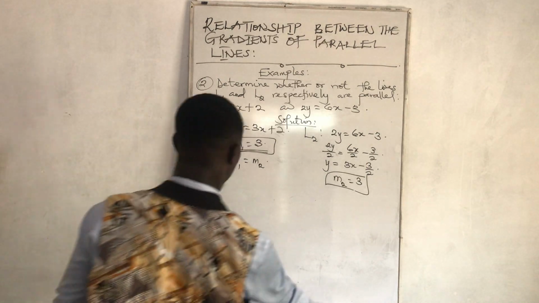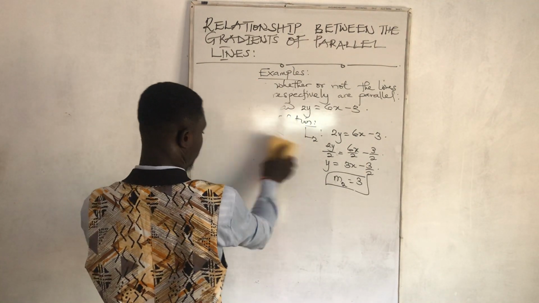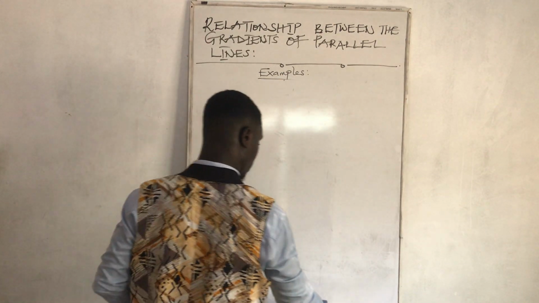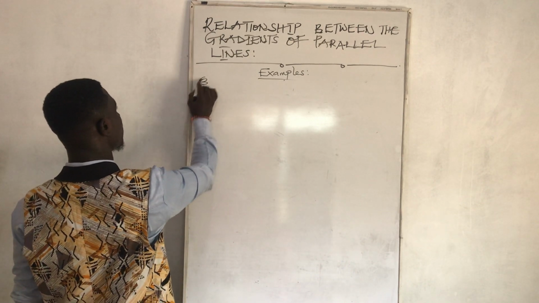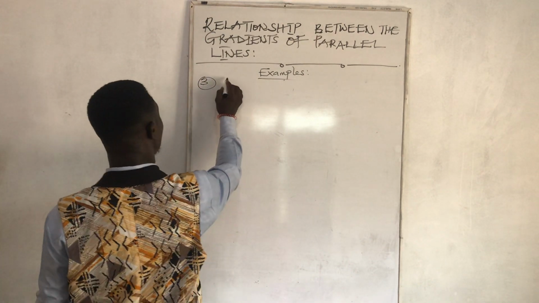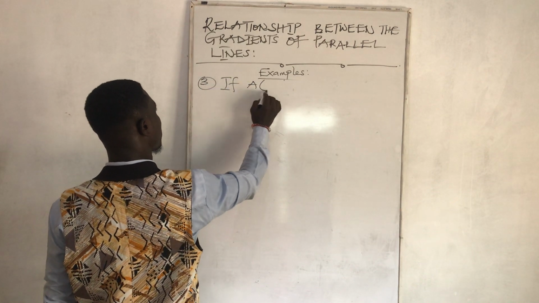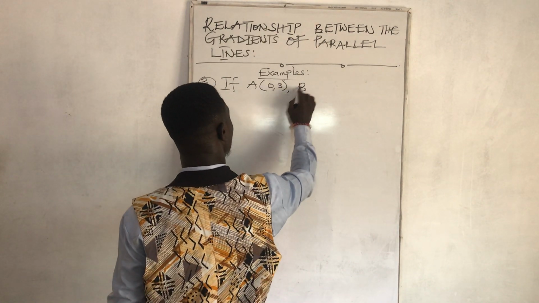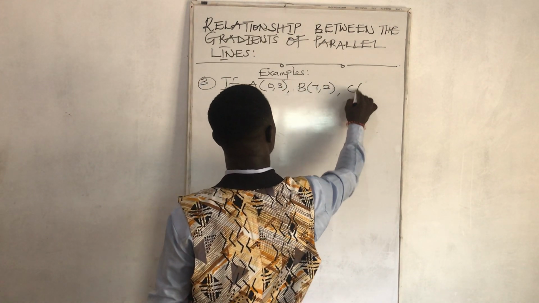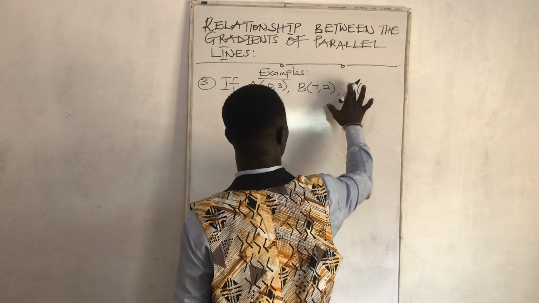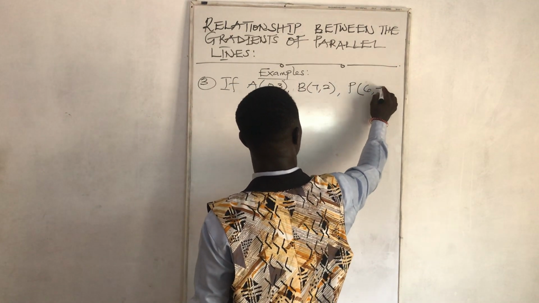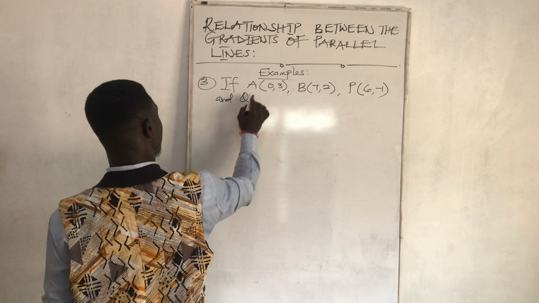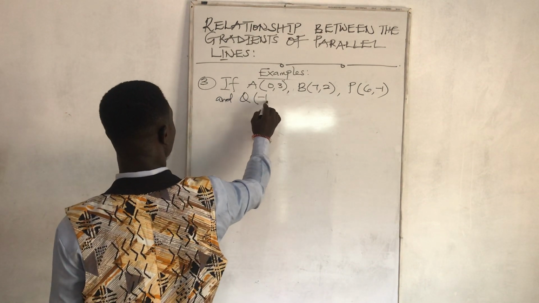Alright, next question. Next question we have, if point A is (0, 3), point B is (7, 2), point P is (6, -1), and point Q is (-1, -2).